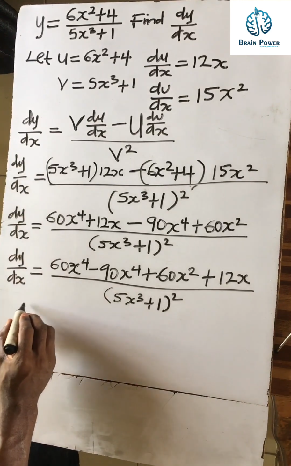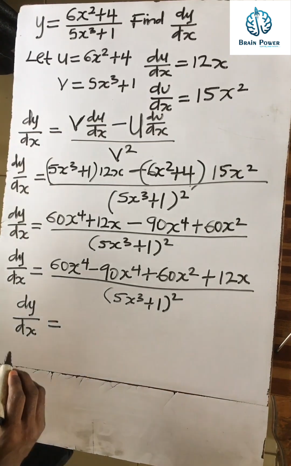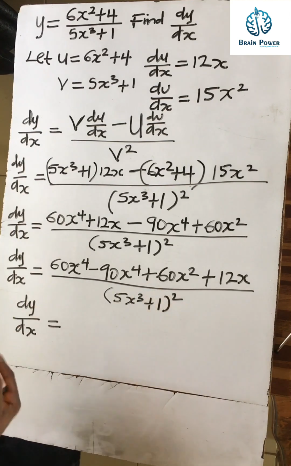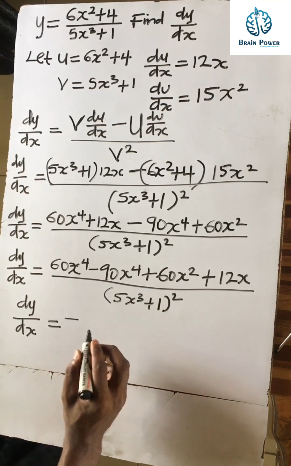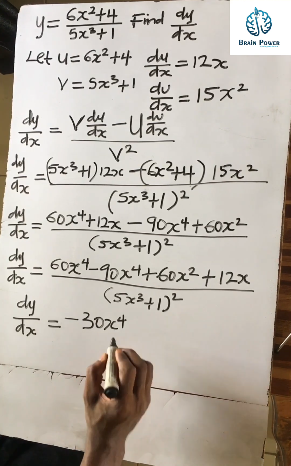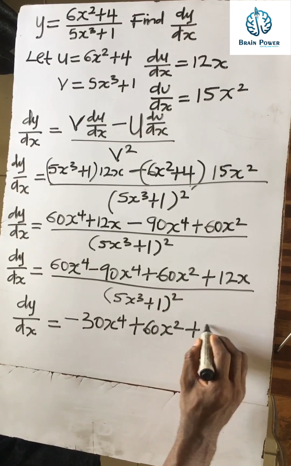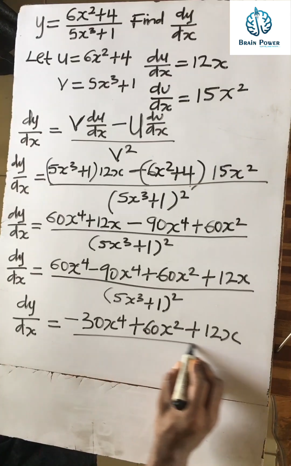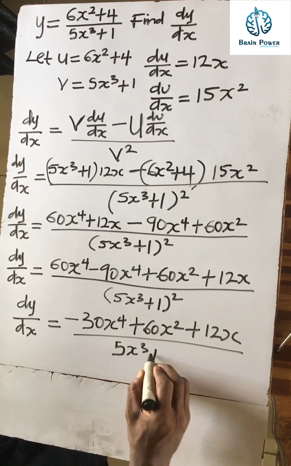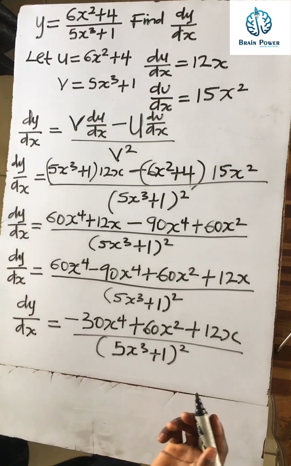So we have our final answer, dy/dx equal to 60x to the power of 4 minus 90x to the power of 4, which is minus 30x to the power of 4 plus 60x to the power of 2 plus 12x, divided by 5x to the power of 3 plus 1, bracket squared. So this is our final answer.